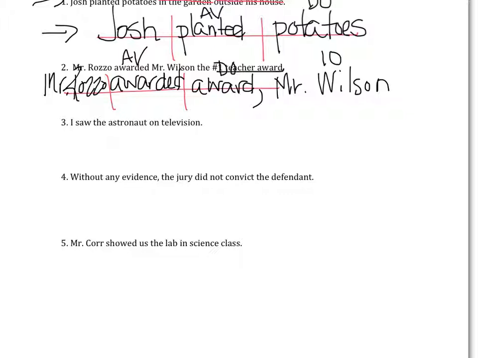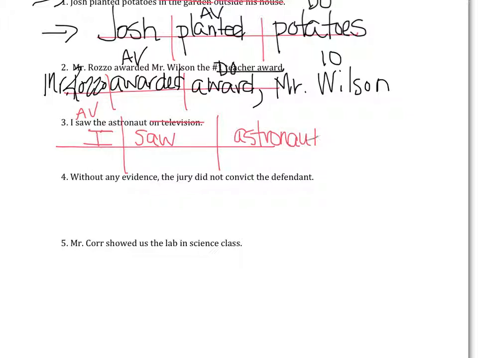The next one, I saw the astronaut on television. Okay. My prepositional phrase is on television. My action verb is saw. Who saw? I saw. I is my subject. Let's see if there's a direct object after the action verb. I saw what? I saw an astronaut. That is my direct object. I don't have an indirect object.